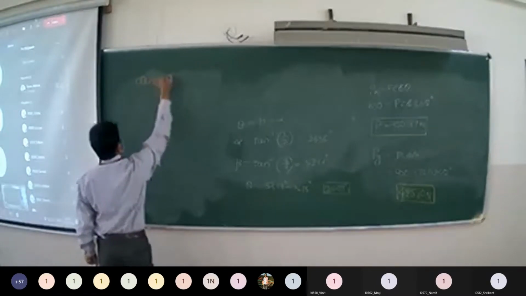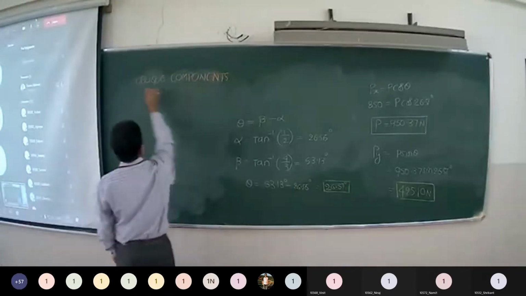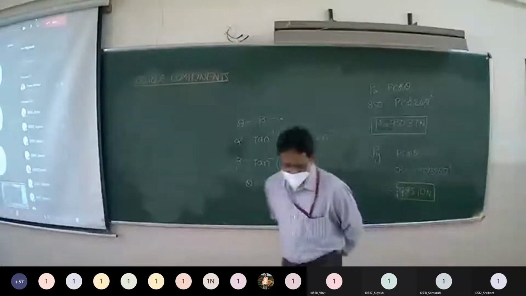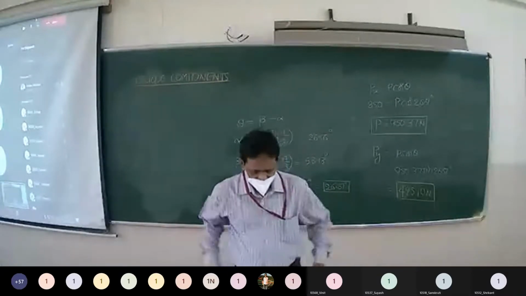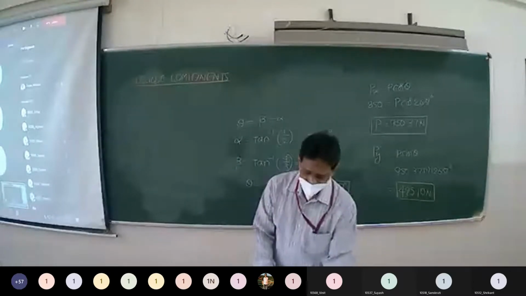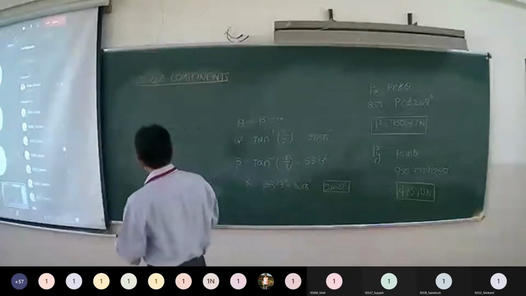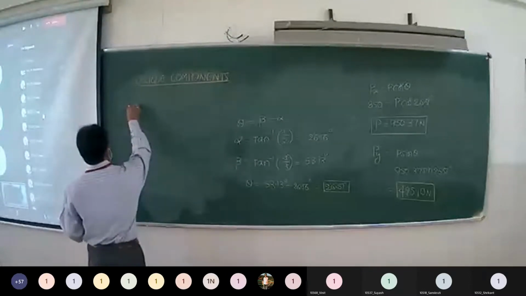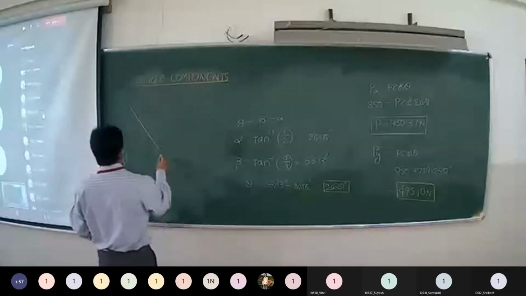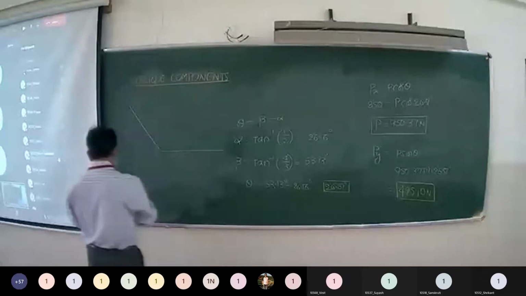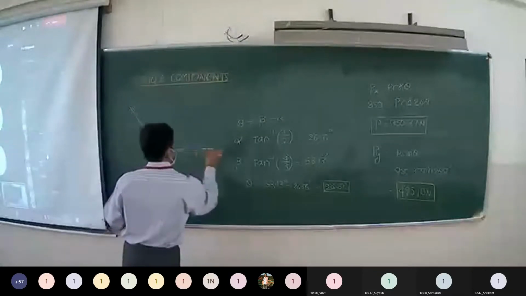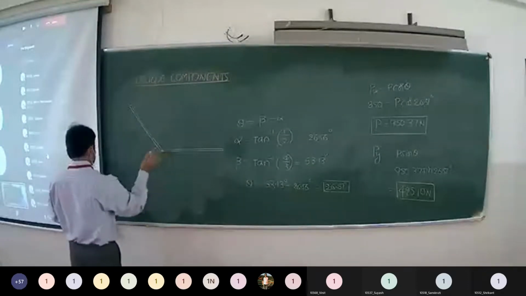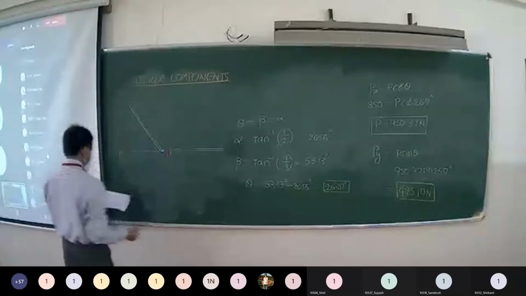Oblique. So write down the statement. Resolve 60 Newton force shown in figure along U and V axis. Refer figure.